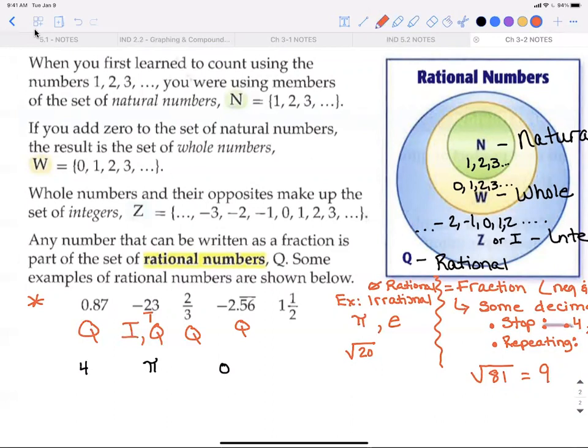Let's see. Braylon, how about 1.5? It has a fraction, so it's automatically not natural, whole, or integer. But would it be rational? Does it have a fraction? Then it's rational.